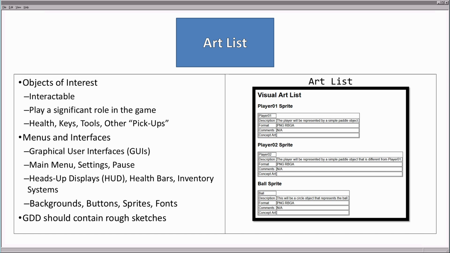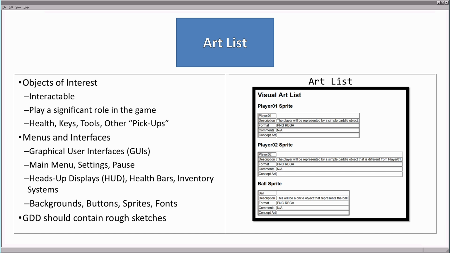Besides setting the scene, we also need to consider objects of interest. More often, these are interactable objects that play a significant role in the game. We can consider health containers, keys for doors, tools, and other kinds of pickups are objects of interest to look for. These may also have associated animations as well.